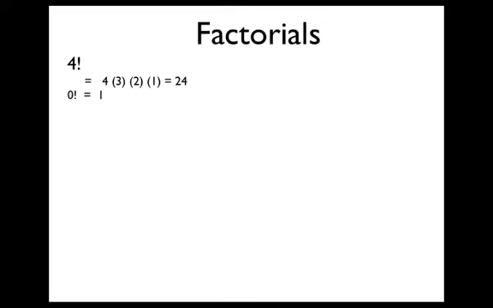Okay, by definition, we won't get into why this is true, but 0 factorial is not 0, it's actually 1. That's a can of worms. Just take it for what it's worth, and we'll move on.